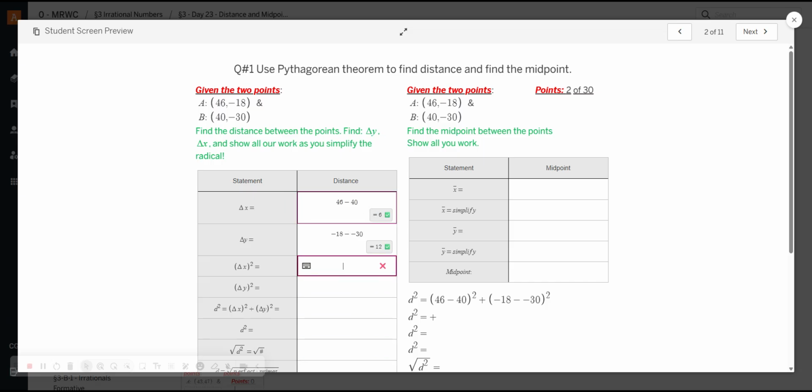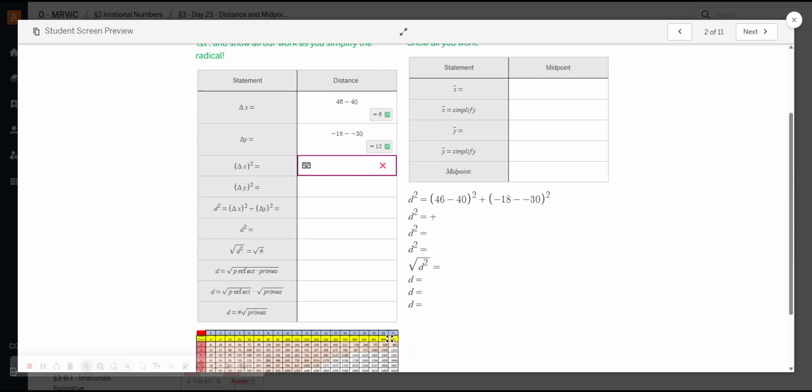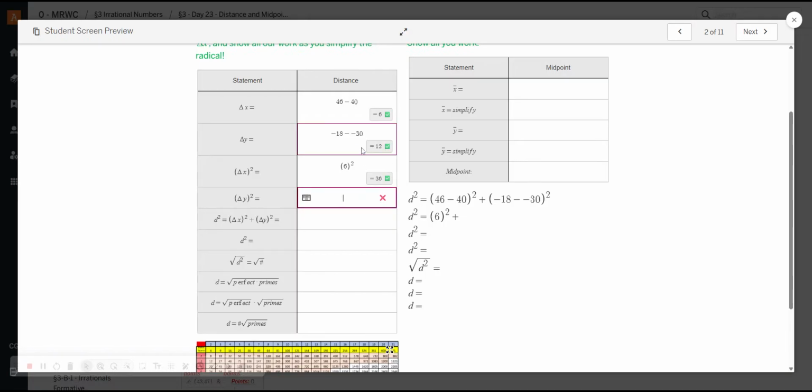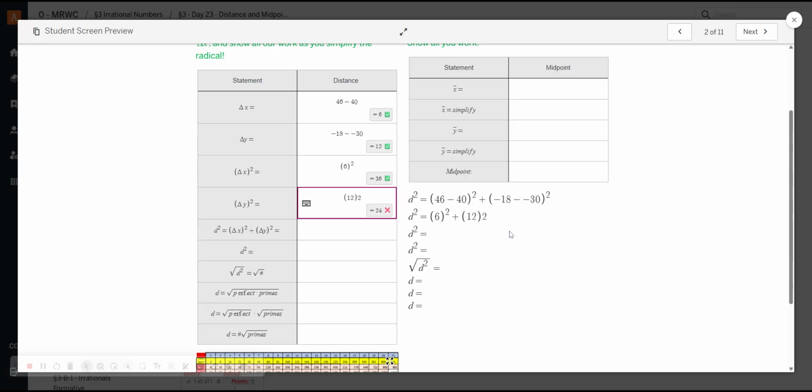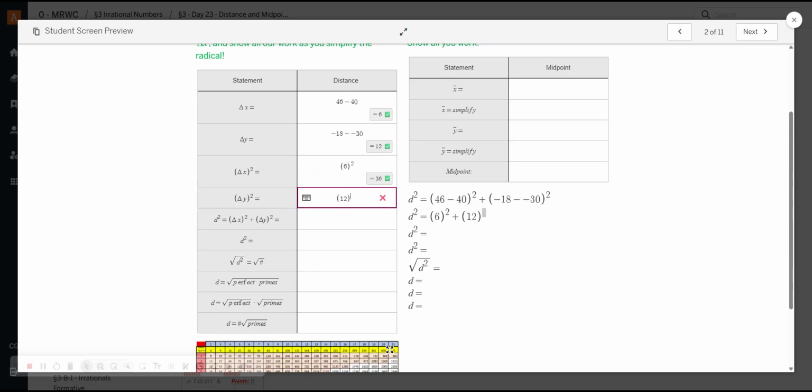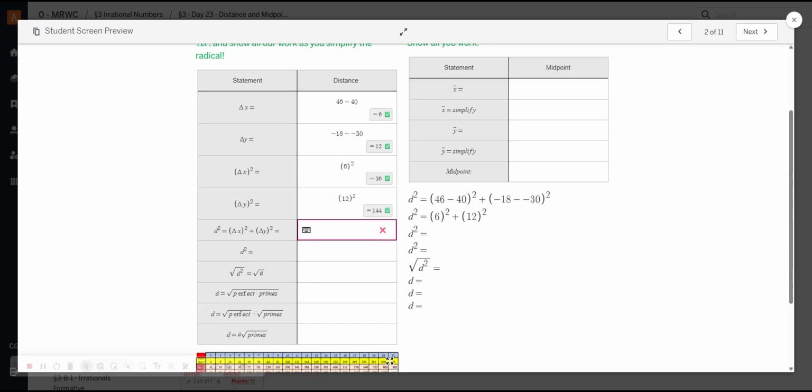Now, here the calculator is on, so this is a little bit scaffolded, and the difference between the two is 6, so that would be 6 quantity squared. And the difference between the y's, the y ordinates, is 12, so that would be 12 quantity squared. Yes, 12 quantity squared, but you have to raise it to the second power. There we go.